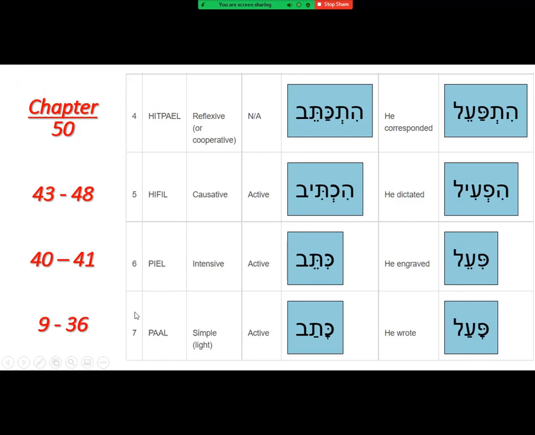And Pa'al is the very simplest one. It's the most common. It's also referred to as the Qal. And that's going to be chapters 9, where we just started, to 36. So most of the book is going to be talking about the Pa'al, because 70% of all verbs are Pa'al verbs. And they have the present, past, and the future. All right, so that's kind of it.